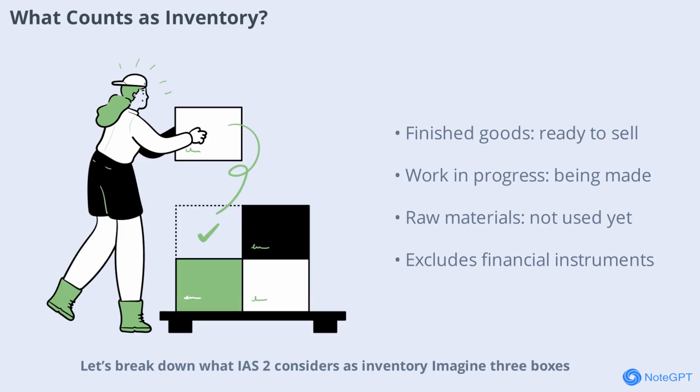Imagine three boxes, each labeled differently. The first box is finished goods, these are products ready for sale sitting on the shelf. The second box is work in progress, these are items still being manufactured, not quite ready yet. The third box is raw materials, these are the basic materials waiting to be used in production.